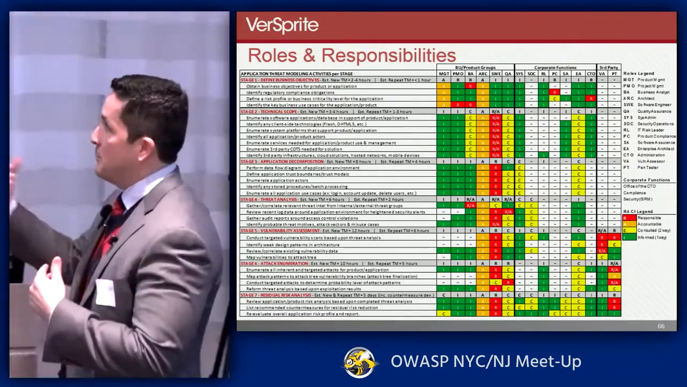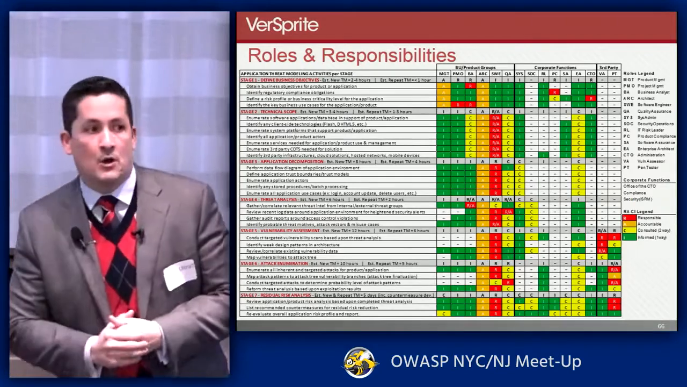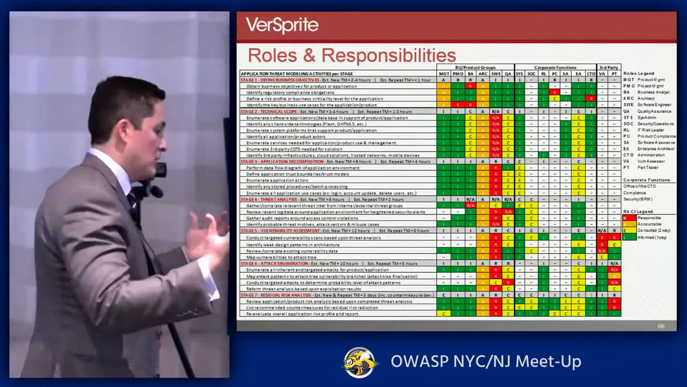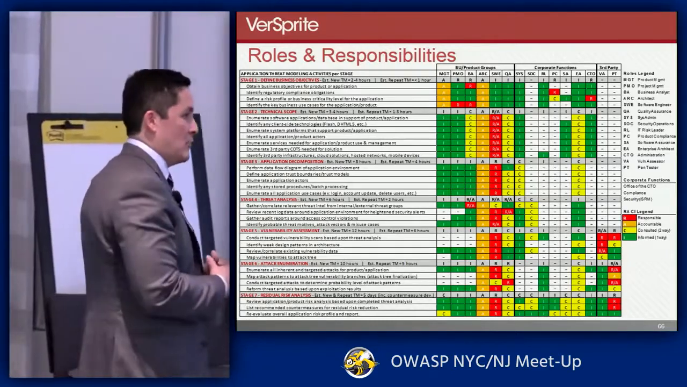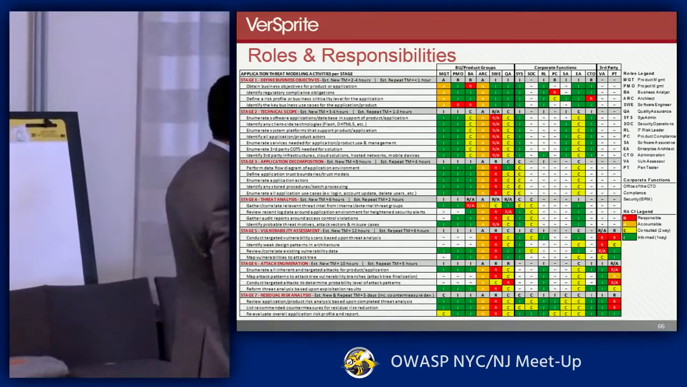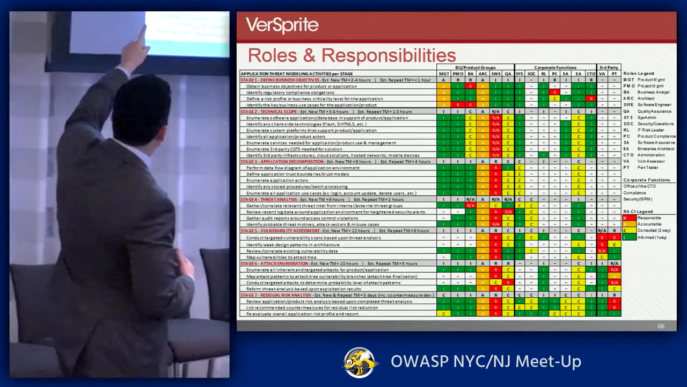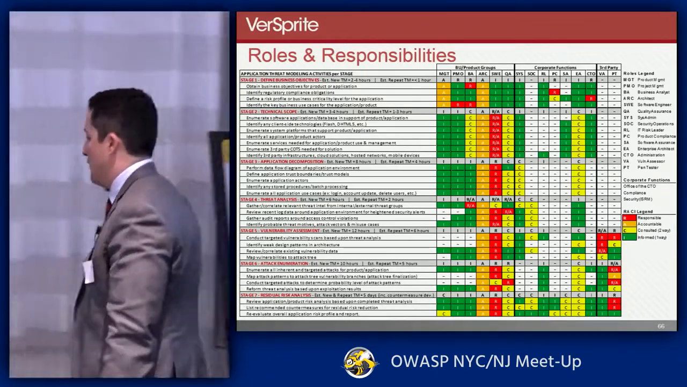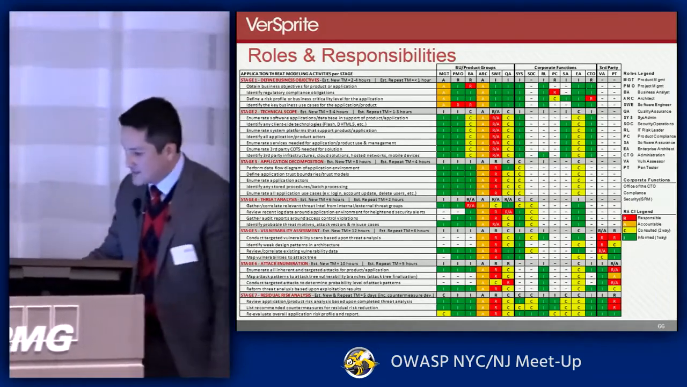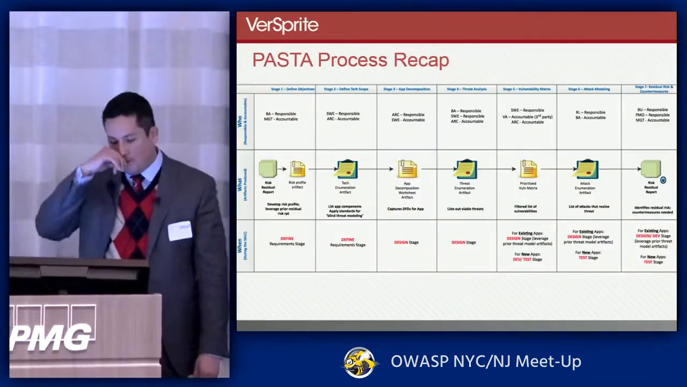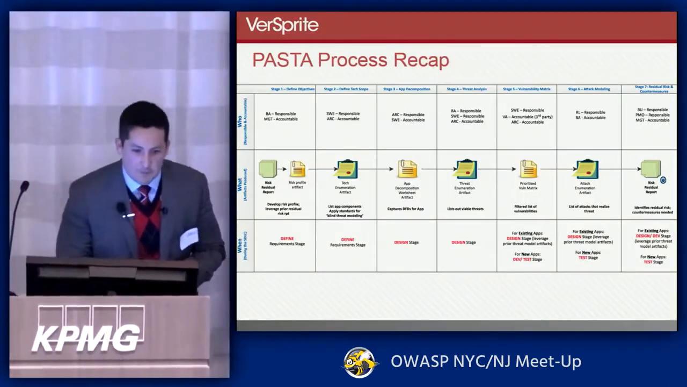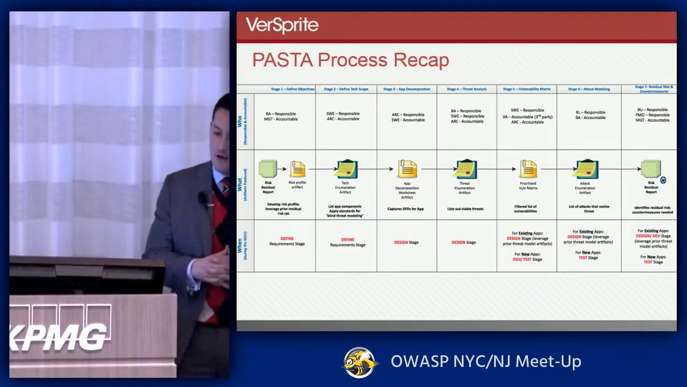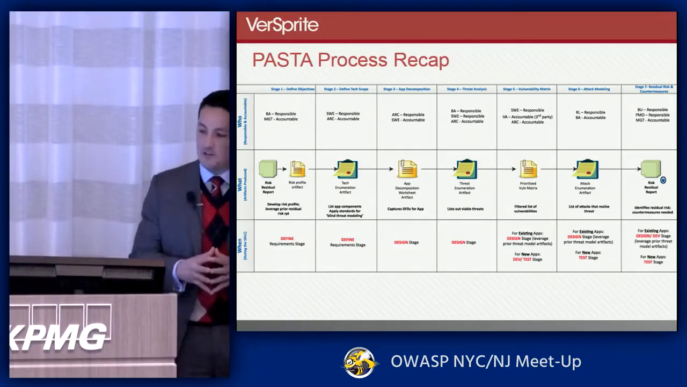But it's important to have a RACI model for your threat modeling activities, because this is basically your Avengers team, right? These are the team members who are going to have some level of role in doing one of the activities underneath each of the stages of PASTA. The last slide I have is just a very simplistic view of who, what, and when: who does what across the different stages.